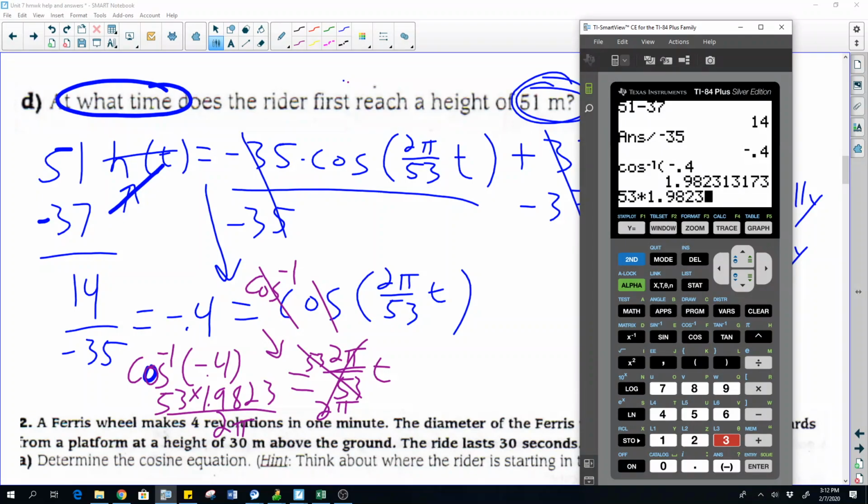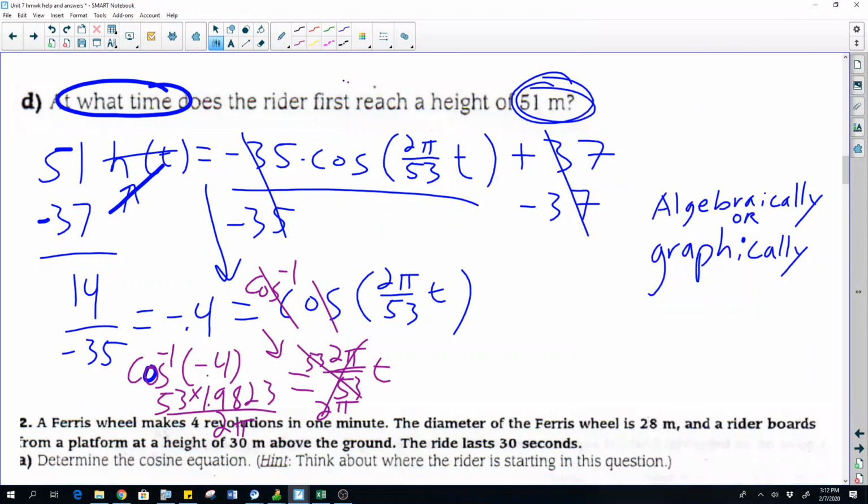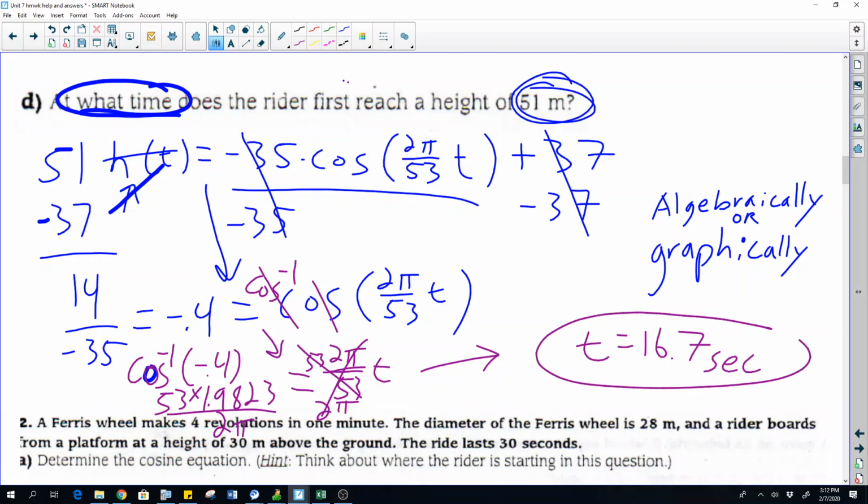Okay, there we go. So then we push enter, and we get 105.0619. Don't forget to divide by the 2 pi. So we'll divide by 2 times pi, and that gives us a grand old answer of 16.7. So t is equal to 16.7. And what unit is that? At what time? That's going to be seconds. Cool, and so there's our answer.